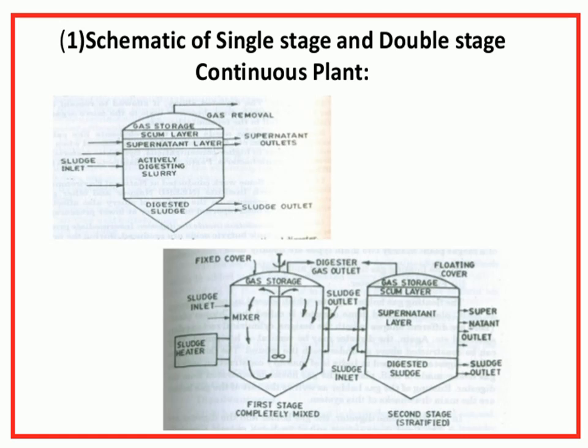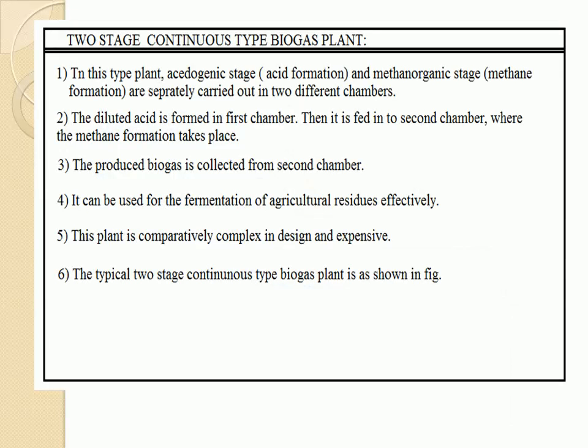From observing the diagram only, it is possible to explain. It is already observed from the diagram. In this type of plant, acid formation and methane formation are carried out separately in two different chambers. The diluted acid is formed in the first chamber, then it is fed to the second chamber. In the second chamber, finally methane gas is formed. This produced biogas is collected in the second chamber.